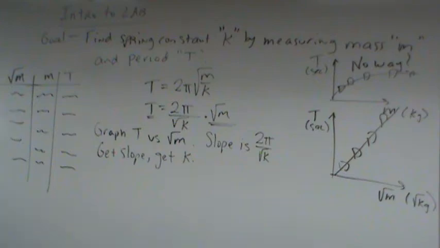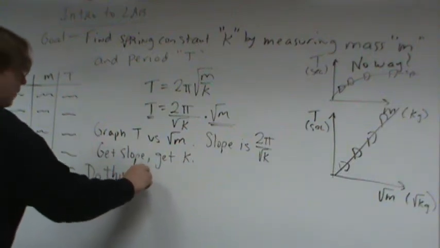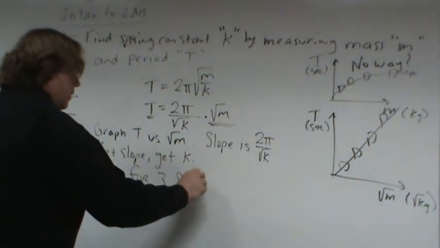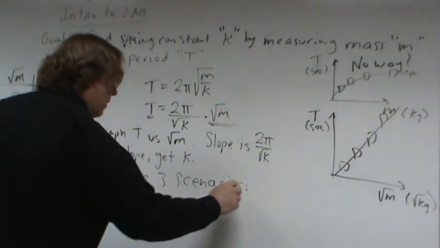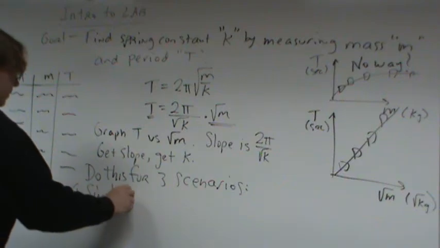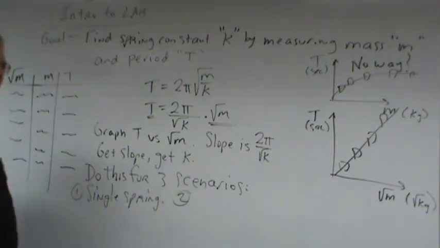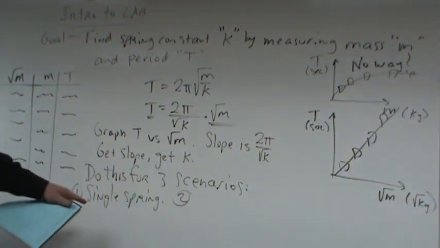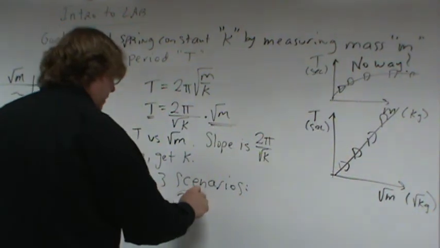You're going to do this for 3 scenarios. Number 1, a single spring. Number 2, you'll get a second identical spring and put them in parallel of that single spring.